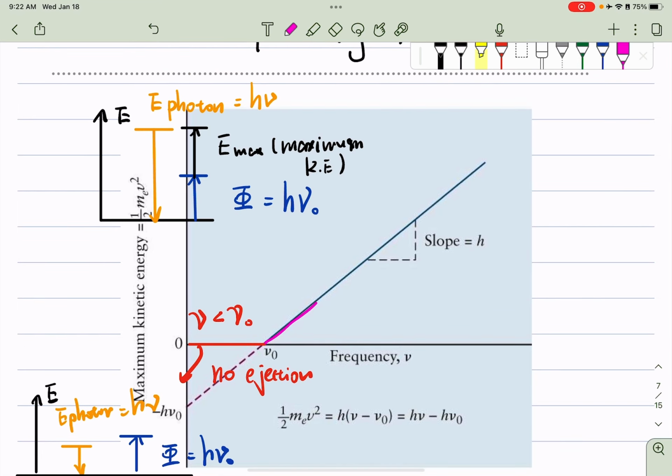And when your frequency is larger than the threshold frequency, this is what we have. Your photon transfers all its energy, which is h mu, to the photoelectron. It gets enough energy to be ejected from the photocathode and gains some kinetic energy. And the relationship, the y-axis we're plotting, equals h times mu minus mu naught.